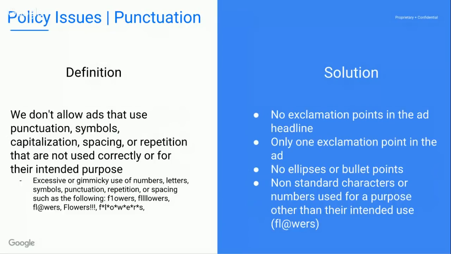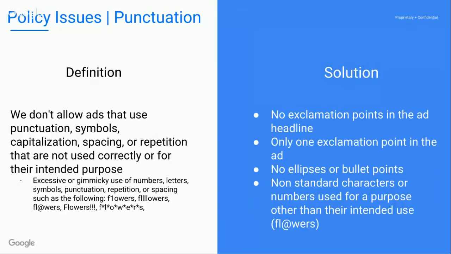So punctuation seems straightforward. We see it a lot. There are certain things you can't do, like no exclamation points in the ad headline, no more than one exclamation point in an ad. There's some other stuff that makes sense. No gimmicky use of letters. Don't try to hide words. Just don't do it. Yeah.